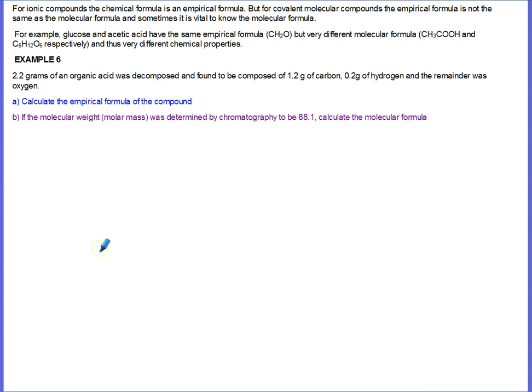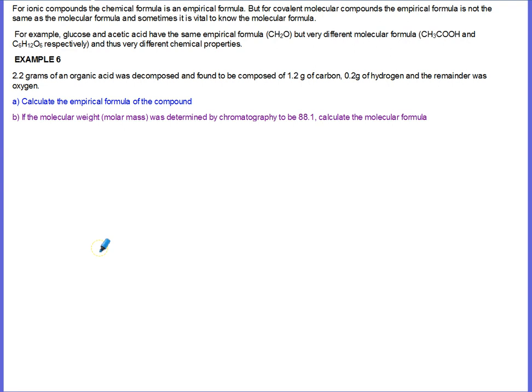In example 6, we've got 2.2 grams of organic acid, which is a little code word for a covalent molecular substance, as you'll know as you do more chemistry, that was decomposed. They broke this covalent molecular compound down and found its composition in the decomposition products. There was exactly 1.2 grams of carbon and 0.2 grams of hydrogen, and the rest was oxygen. And so you've got to do two things.